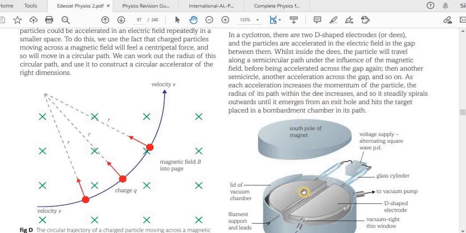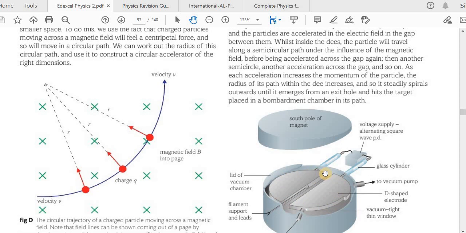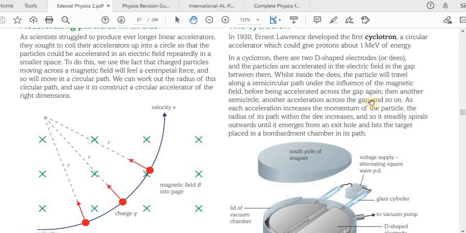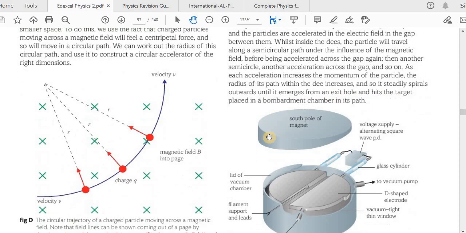So here, let's say it starts somewhere here, it goes like this, and then now when it's here, speed increases. So now it goes in a bigger circle. Then it's here, now it goes in a bigger circle. So like that, the circle increases. It spirals outwards, an outward spiraling path. As each acceleration increases the momentum of the particle, the radius of its path within the Ds increases. And so it steadily spirals outwards until it emerges from an exit hole and hits the target placed in a bombardment chamber in its path.